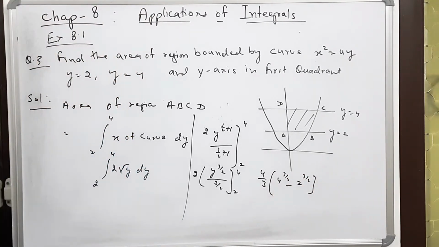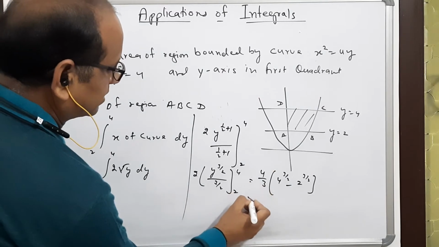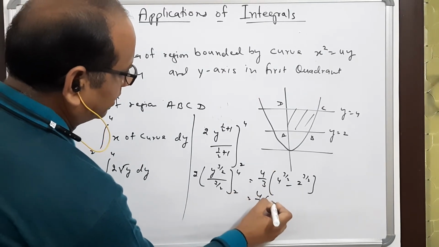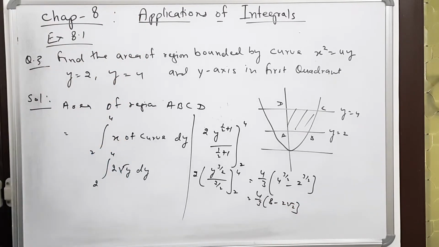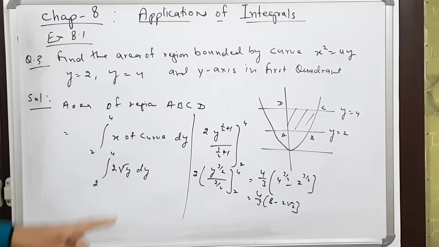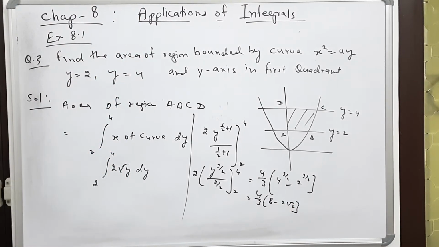We have already done this. The answer is 4 by 3, and this will be 8 minus 2 root 2. So that will be the answer for this particular sum.